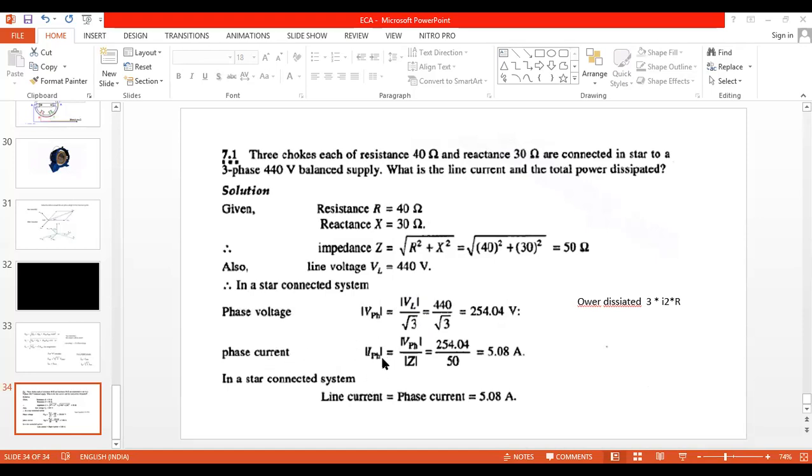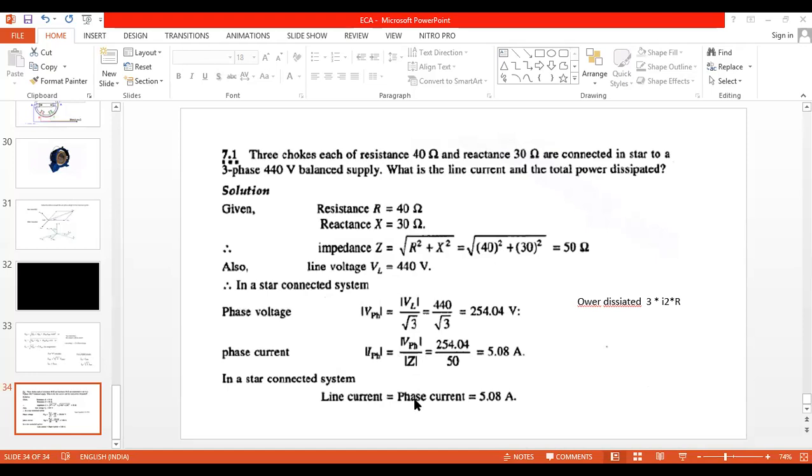The basic formula for current: I equals V by R if I'm having only resistors. But I'm having reactance, so the formula is phase current equals phase voltage by impedance. Now tell me the phase current, how much? 5.08. But in the question they're asking the line current. So how to calculate the line current? For a star connected system, just now I mentioned in the derivation, what is the formula? Line current equals phase current.